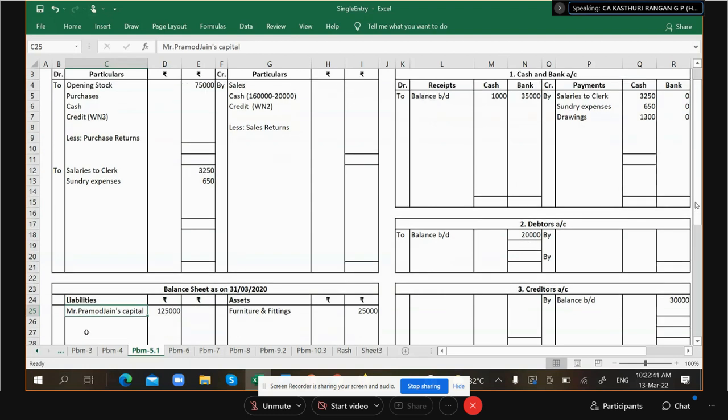But where will you put the drawing? Drawing should be deducted from capital, correct? So in capital, deduct drawings, 1,300. So salary and sundry expense goes to P&L. Clear? Whereas personal expenses, drawing, that should be taken to capital account as a reduction. Are you clear, friends? So read the problem carefully. Don't make these kind of silly mistakes. And you will not know also that you made a mistake. That is a real problem. Okay, do it carefully.